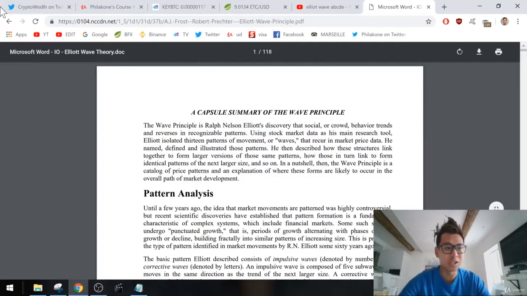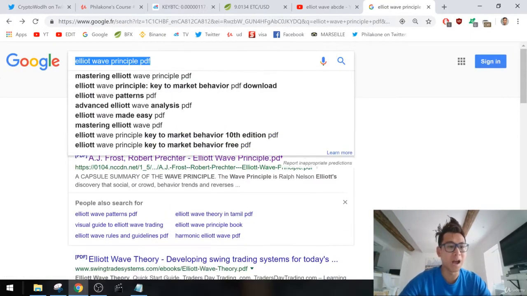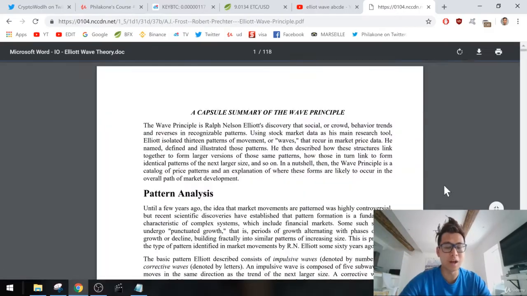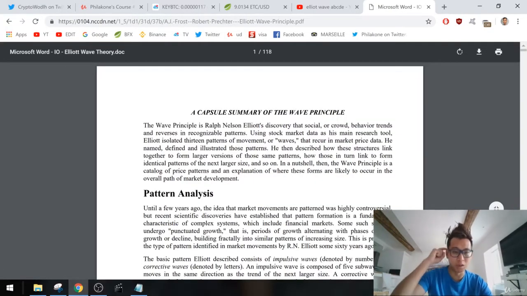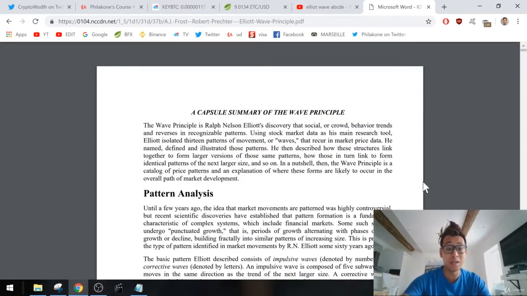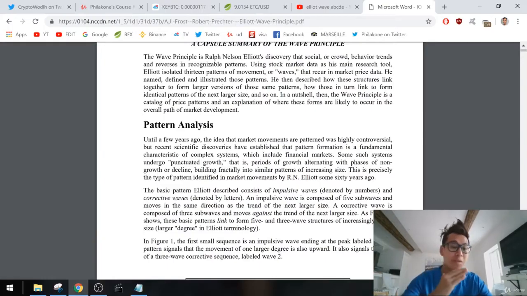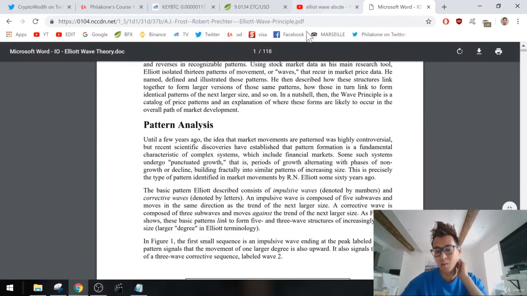The summarized version of it, just do this, okay? Type in Elliott Wave Principle PDF into Google, and it is this one right here that I will also put in the description below for you guys to download. It's in a PDF format. Okay, so let's summarize a little bit about what the book says so we can add some of the theory into this and also add in a lot of practical applications, okay?